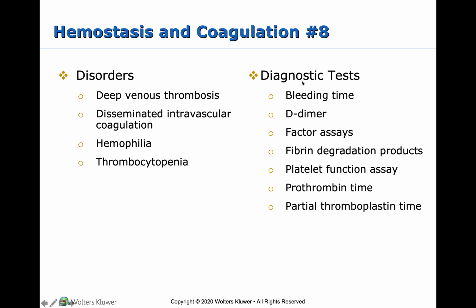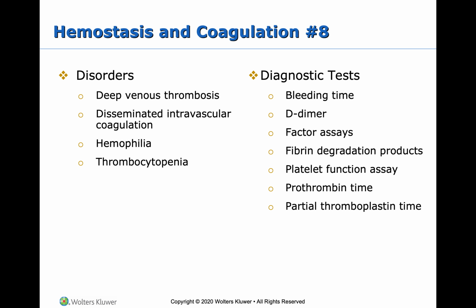But these are common tests for coagulation: bleeding time, D-dimer, factor assays, platelet function assay, prothrombin time. This is going to be your D-dimer and these two down here. We refer to these as a PT and a PTT. These three are by far the most common coagulation tests you're going to see. And your PT and your PTT, pretty much everyone that's on a blood thinner will have this done. And when you first get put on a blood thinner, it'll be done weekly to make sure that your blood is not too thin and not too thick.